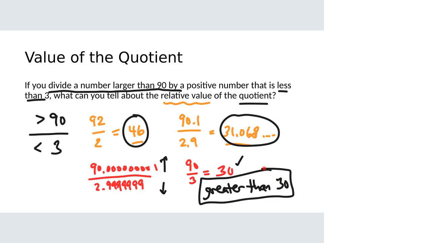Our approach here is to say, all right, I'm just going to pretend that it really is 90 divided by 3. That would be 30. That's my baseline. Now, if the number on top gets bigger and the number on the bottom gets smaller, then the answer to this problem is going to be bigger than 30. And that's what I'm going to say for my result here, relative value of the quotient.